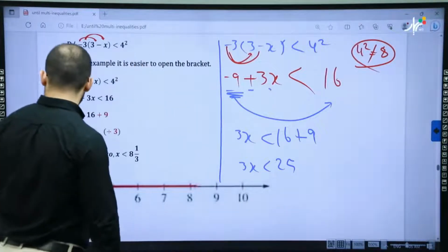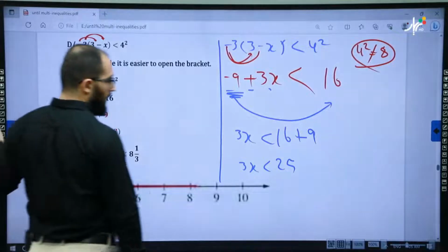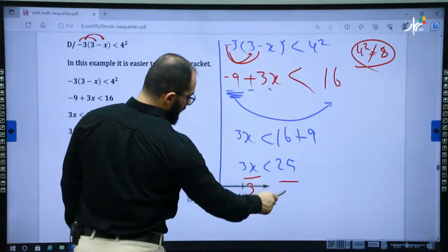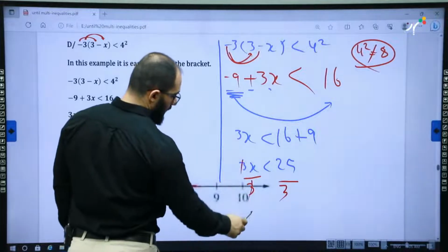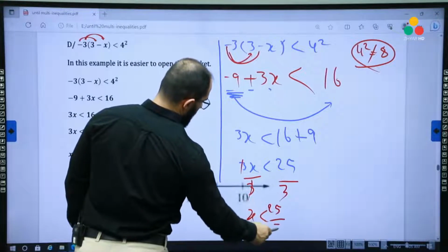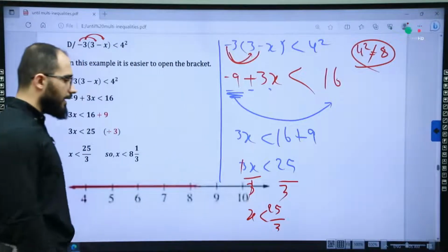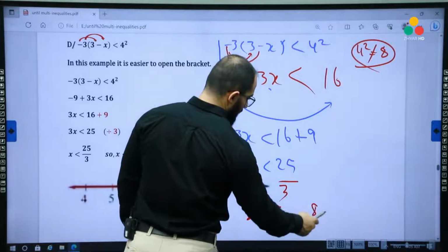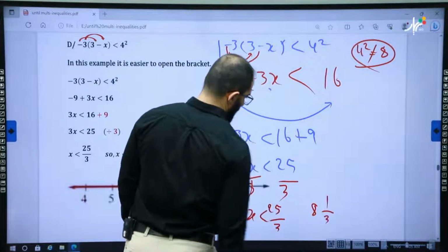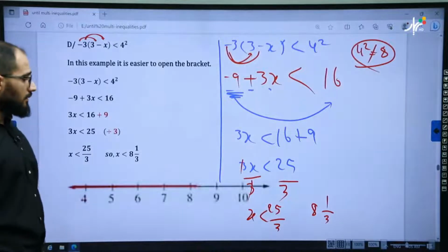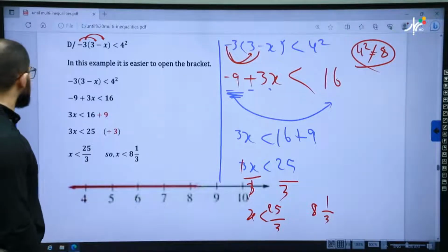Final step, we are going to divide it by 3, because with the x we have 3, divided by 3. So x is less than 25 over 3, or you can say 8 and 1 over 3. The whole number 8 and 1 over 3. Both answers are correct. So this is the solution.